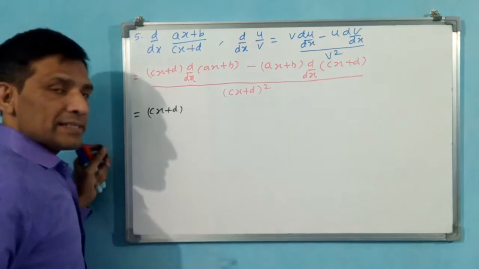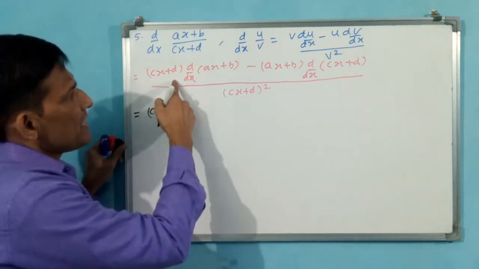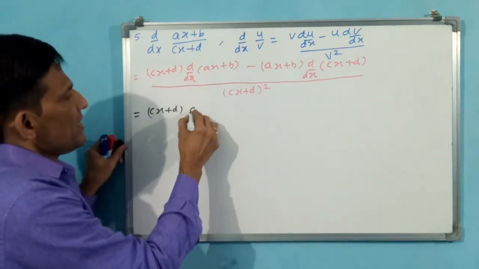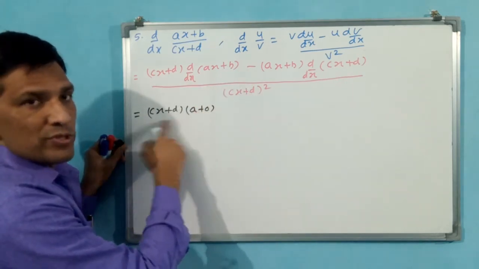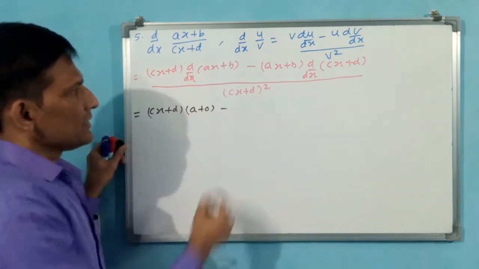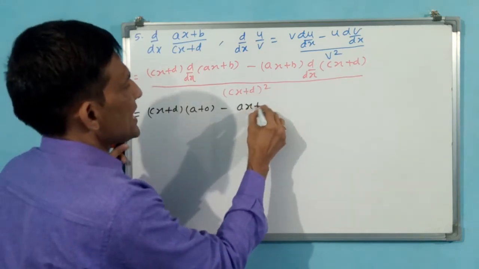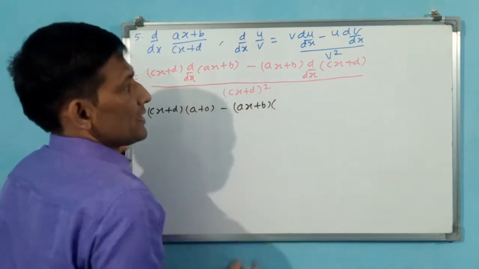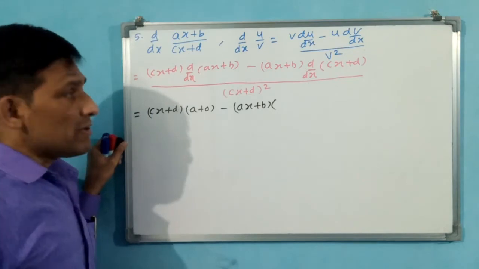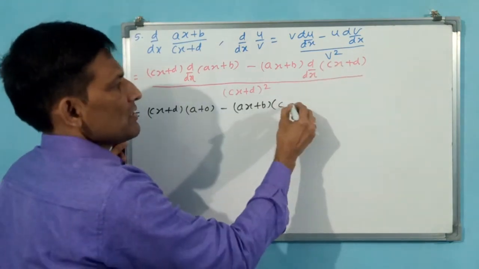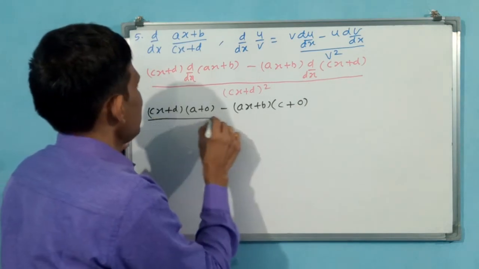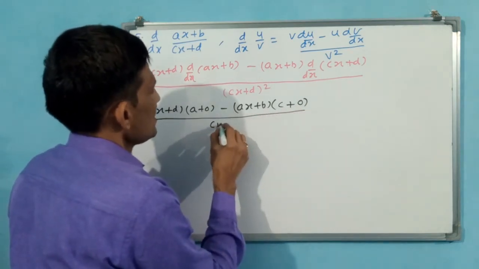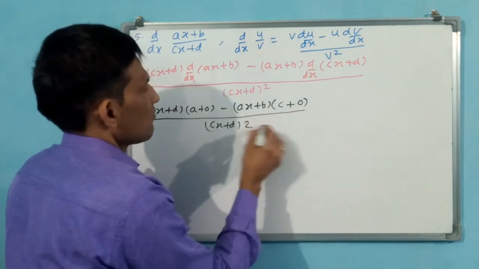But what about d by dx of (ax plus b)? D by dx of ax is a. Sorry, a plus b means a plus 0. That means into a, how to multiply afterwards. Minus (ax plus b), repeat. D by dx of (ax plus d)? D by dx of cx is c. D by dx of d is 0. Okay. All divided by cx plus d whole square.